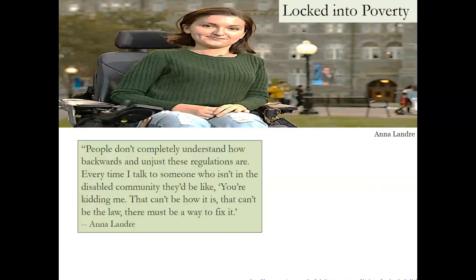People don't quite understand how backwards and unjust the labor regulations can be. Every time I talk to someone who isn't in the disabled community, they're like, "You're kidding me! That can't be how it is. That can't be the law. There must be a way to fix it." So it's very flawed, the laws, in terms of limiting. In some cases, definitely not all cases, definitely in her case.